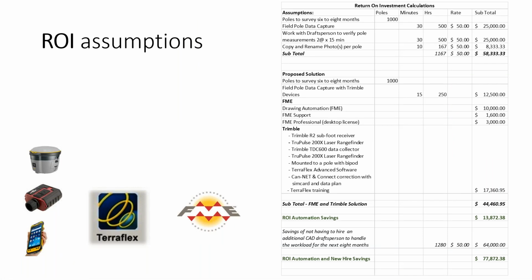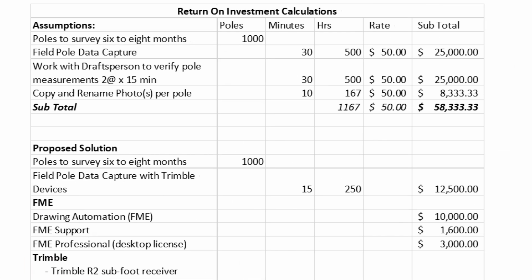Okay. So one of the things I wanted to go through was some of the return on investment assumptions, and this was validated with the customer too. So the poles during the survey, let me zoom in a little bit tighter here, make it a little bit easier for folks to see. The poles to survey took about 6 to 8 months is their time frame. There's 1,000 poles that they need to survey. Their current process takes about 30 minutes. So that equates to 500 hours at a rate of $50 an hour. That's their cost to actually survey those poles using their current process.